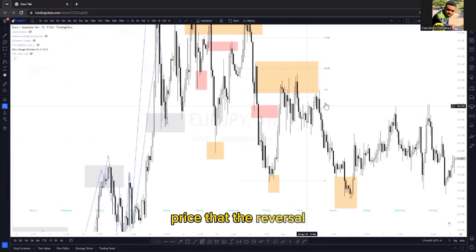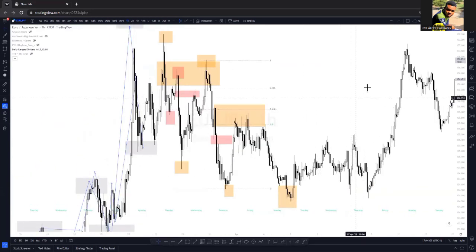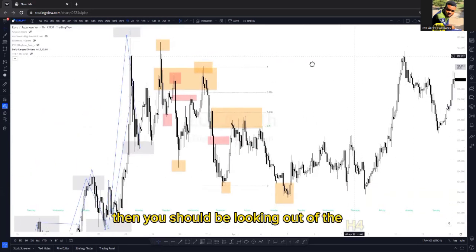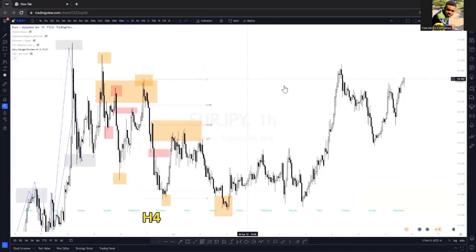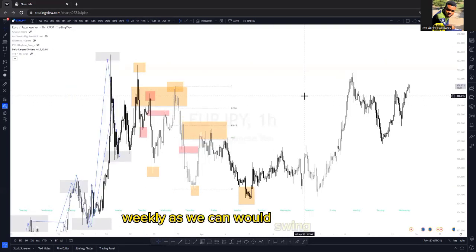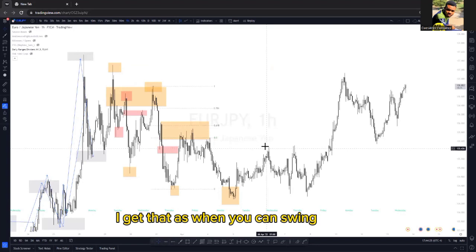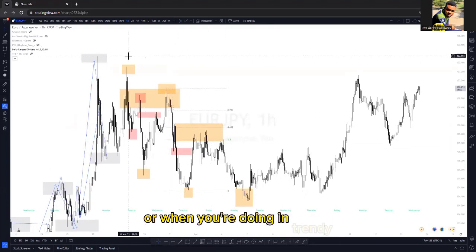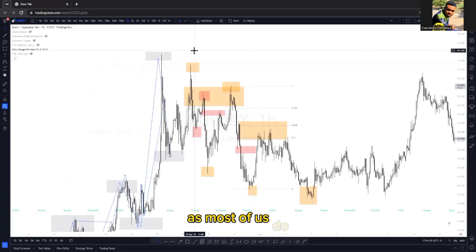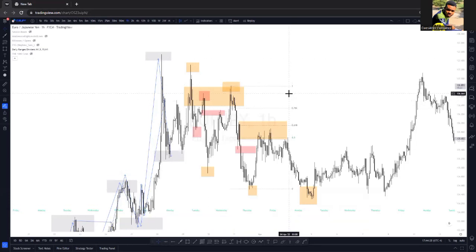So anytime you want to swing a trade, then you should be looking at the H4 market structure, H4, H1, and above. From H4, daily, weekly, that's where you can swing a trade. I get it. That's when you can swing a trade. But when you are doing intraday, as most of us do, then we should be looking at H4, H1, 15 minutes, 5 minutes to the 1 minute. I get it. Yes. All right.